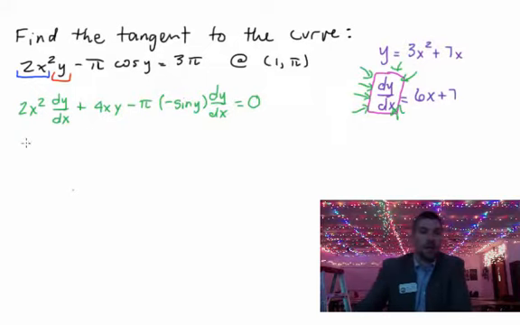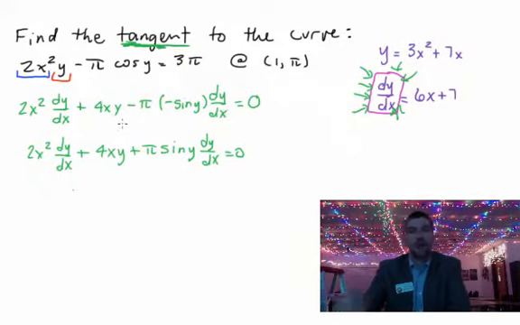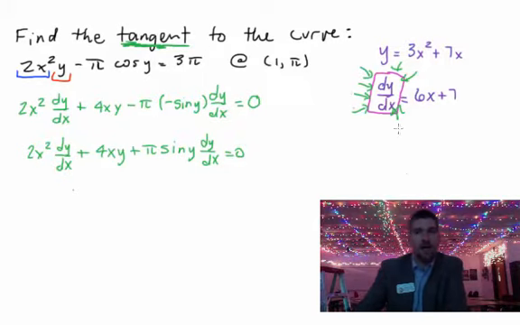Okay? Now, let's just clear this up just a little bit here. So I have 2x squared dy/dx plus 4xy plus pi sine y dy/dx. Now, in order to find the tangent of a curve, I need to find the derivative. I need to find dy/dx. That's where I get my rate of change relationship. Notice over here on the right, highlighted in pink and surrounded by green arrows, that's my derivative relationship.